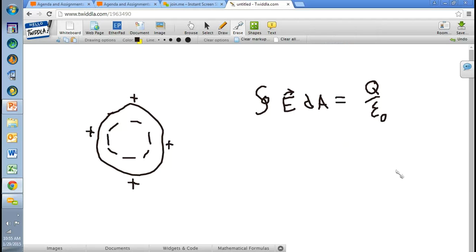Gauss's law says that the electric flux, that's this side over here, has two ways of calculating it. I can sum up the E dot dA, that's the electric flux, that's phi E. It's also equal to Q enclosed over epsilon naught. So there's two ways you guys can find electric flux.